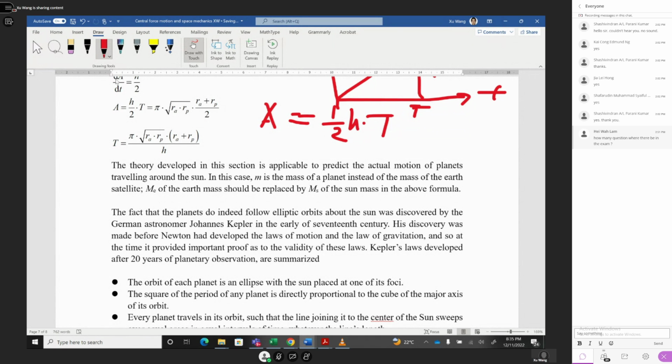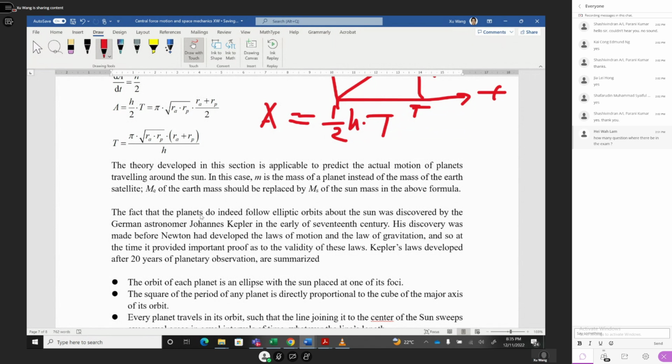So this law is transferable, and can apply to planetary motion along the sun, because it was developed from satellites traveling along the Earth. The same formula can be applied to predict the motion of a planet along the sun. The only change is m, which before was the satellite and now is the mass of the planet, and ME, which before was Earth and now is the mass of the sun. That's the only difference.